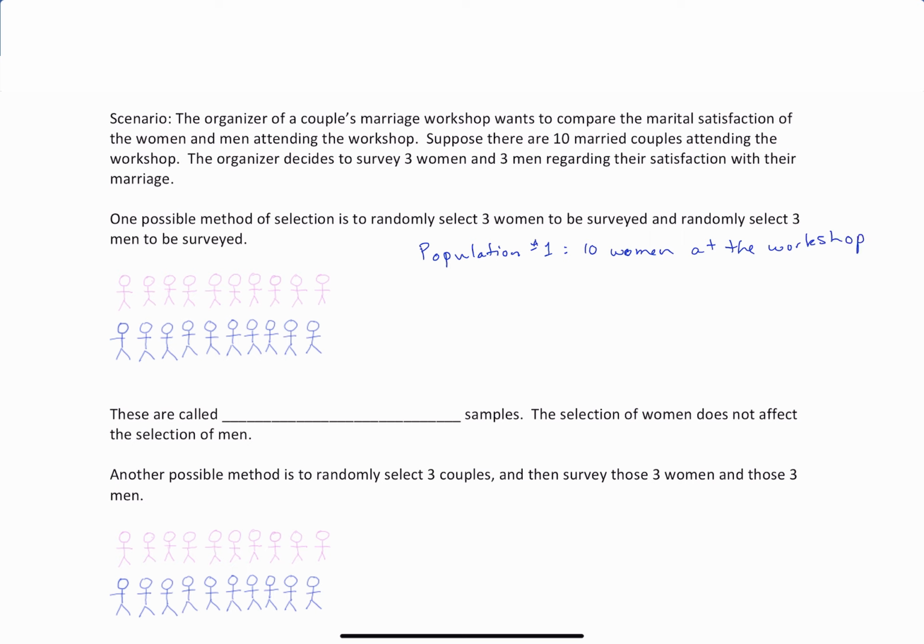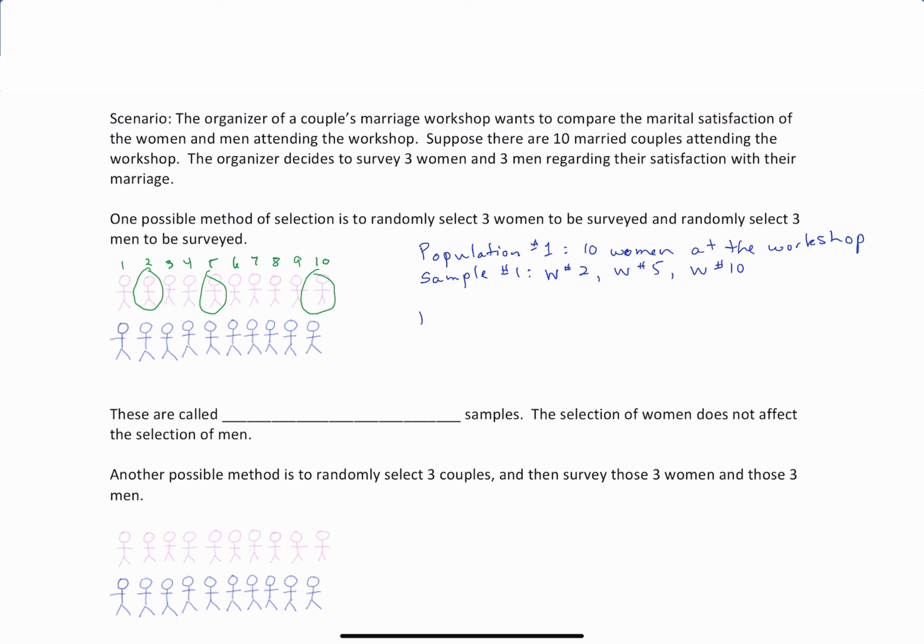Okay, so let's randomly select 3 of them. Let's say we select this one, and this one gets selected, and that one gets selected. And I think I'm going to number these so that we can talk about them. So 1, 2, 3, 4, 5, 6, 7, 8, 9, 10. So our sample from population number 1, so I'll call it sample number 1, is woman number 2, woman number 5, and woman number 10.